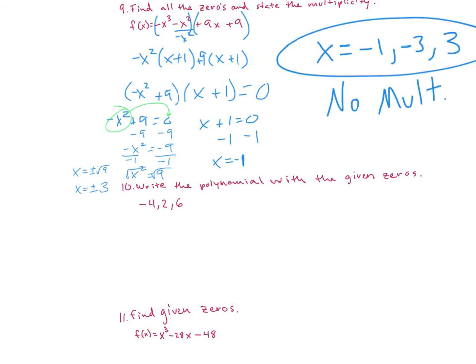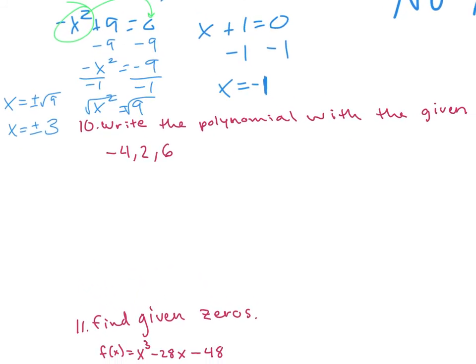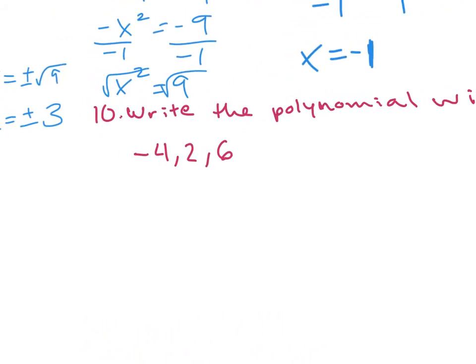So let's look at number 10. We have to write the polynomial with the given zeros. So what should we do here? This is what we learned yesterday. Our goal here is to work backwards. It gives us the answers and we need to come up with the polynomial. So we need to put this into factored form.